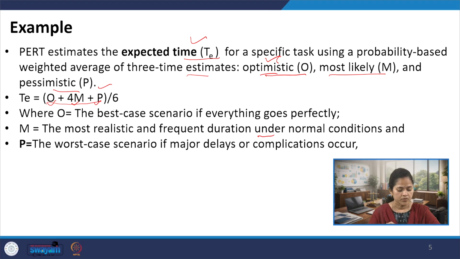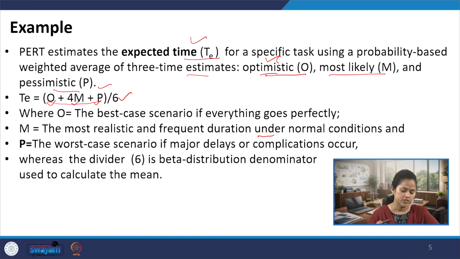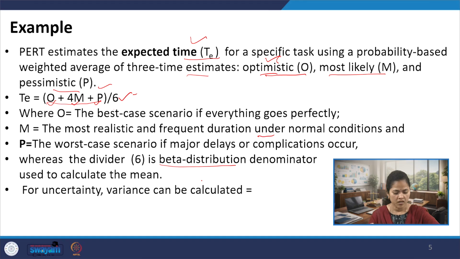Okay. So, based on this understanding, now we can see this is the divider 6. So, this divider 6 is the beta distribution denominator, right, which is used to calculate the mean. In case of this beta distribution, we used to do this. So, that is the reason. So, 6 is the divider, which represents the beta distribution denominator, used to calculate the mean here.